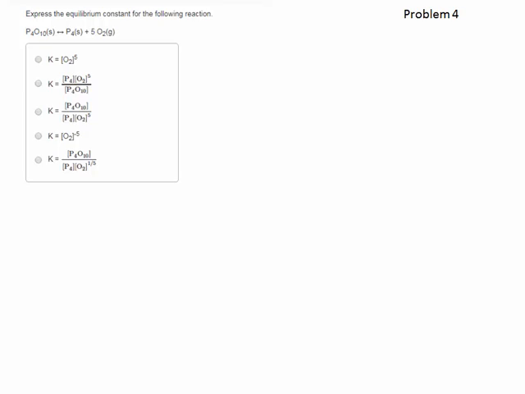So here is a problem. It's no trick. It's really as straightforward as it looks. It asks you to calculate or write down the expression for the equilibrium constant. So again, it's going to be K is equal to products over reactants, but we're going to pay attention and see that the reactant is a solid, one of the products is a solid. We don't include solids, we don't include pure liquids.